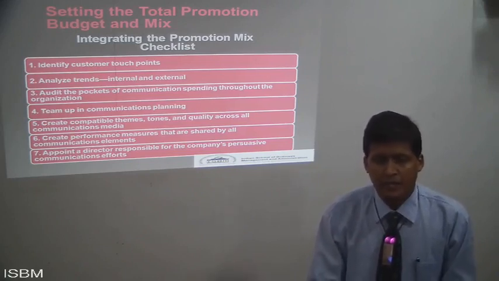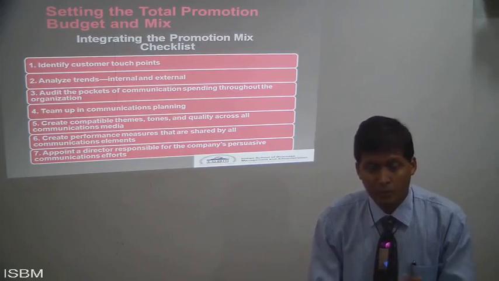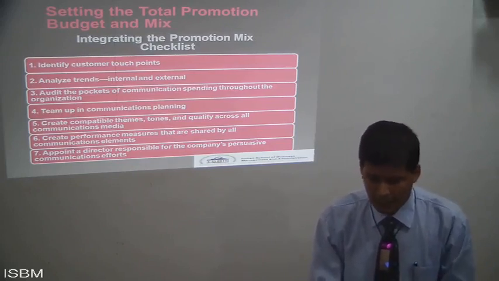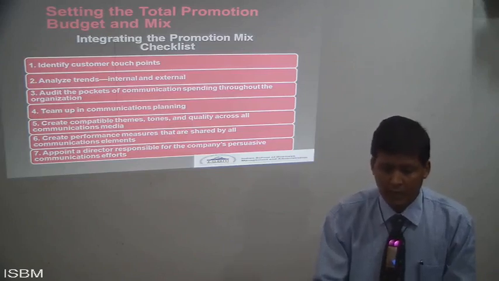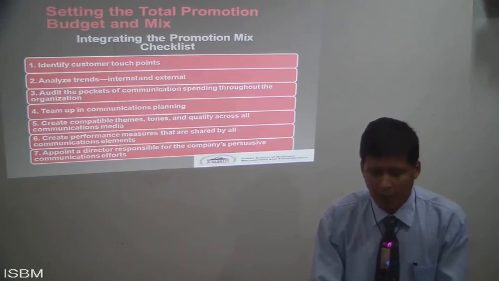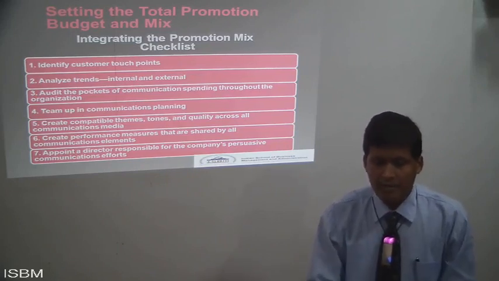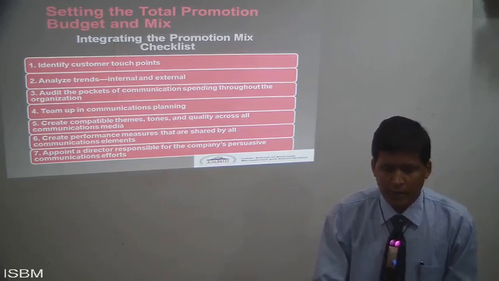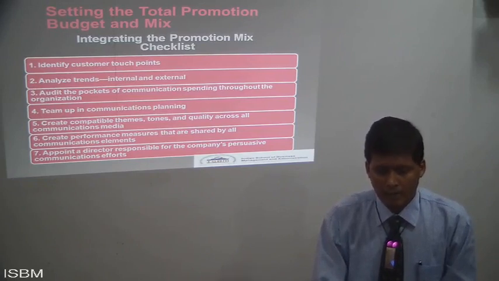4, team up communication planning. That means you are integrating the other SBUs. It could be manufacturing, it could be selling as well. 5, create compatible themes, tones, and quality across all communication media. 6, create performance measures that are shared by all communication elements. And last, appoint a director responsible for the company's persuasive communication efforts. So you set up an accountable person who is responsible for communication.